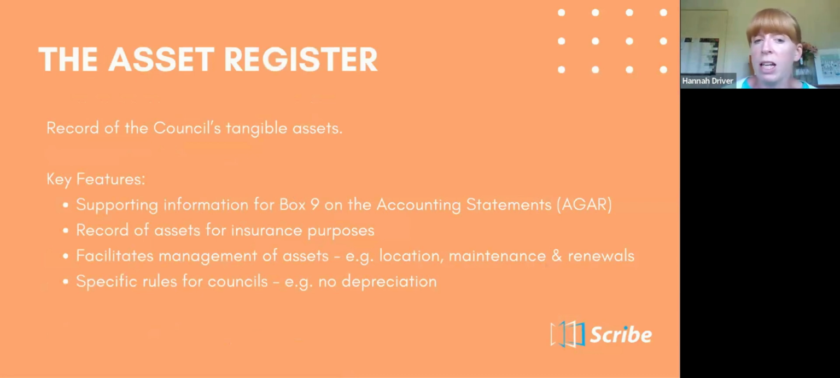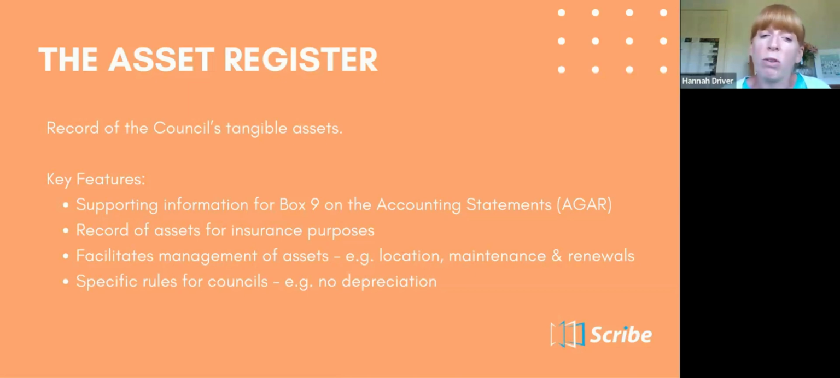Firstly, it's your supporting information for box 9 of the accounting statements on the AGAR. So if you've just gone through the year-end process, you would have needed to put a valuation in your box 9 figure for your assets. Normally that's the purchase value, but potentially might be your current value depending on the valuation method your council has adopted. So you would need your asset register for that.